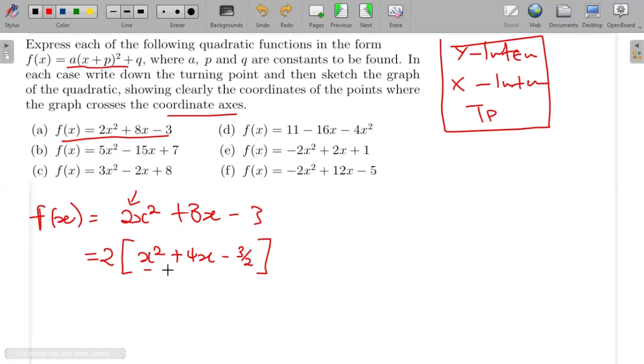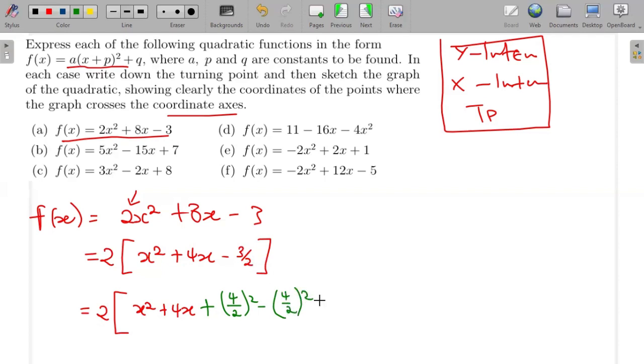Now that the coefficient of x squared is 1, we can complete the square with the term inside the brackets. Completing the square, what did we say? We write x squared plus 4x, and then we add a special 0. We take the coefficient of x, which is 4, divide it by 2, and square it. Then we subtract the same thing, so 4 over 2 squared, and then write whatever we had there, minus 3 over 2. You notice that this part here is just a 0, so we haven't changed anything. Now we're just going to group these things differently.